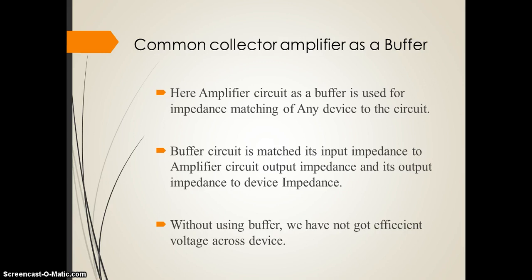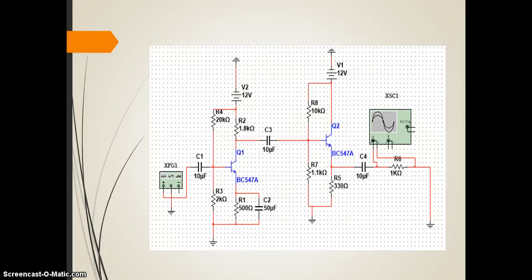Common collector amplifier as a buffer. Here the amplifier circuit as a buffer is used for impedance matching of any device to the circuit. The buffer circuit matches its input impedance to the amplifier circuit output impedance and its output impedance to the device impedance. Without using a buffer, we do not get efficient voltage across the device. This circuit is the common collector amplifier as a buffer for impedance matching.